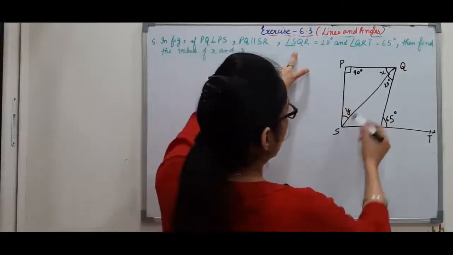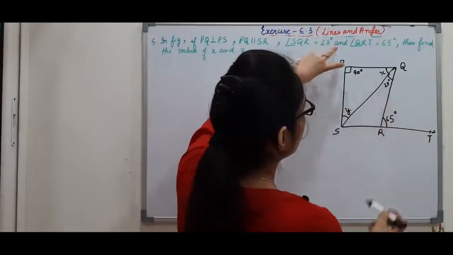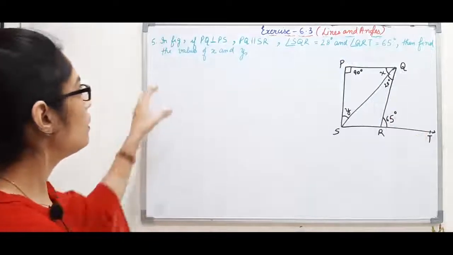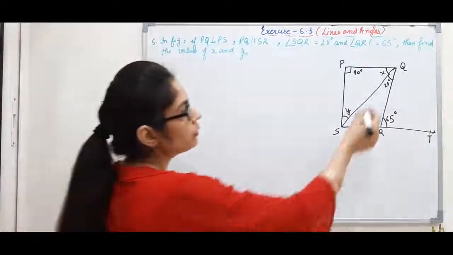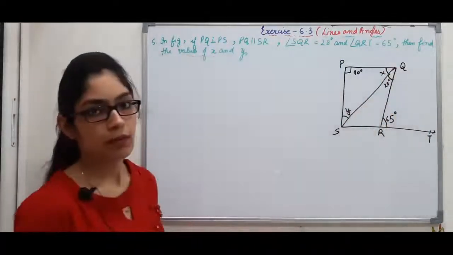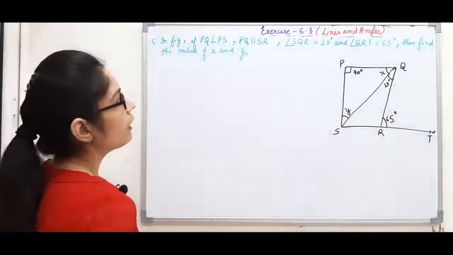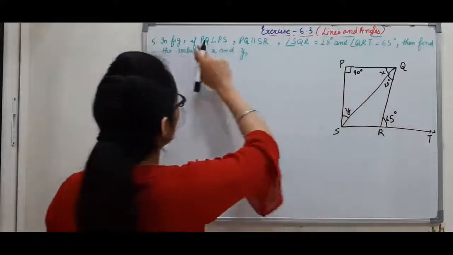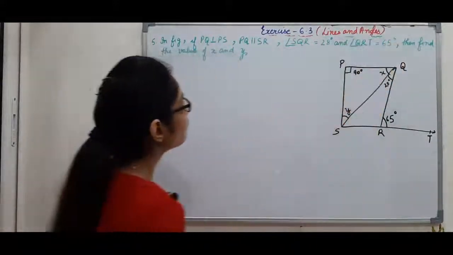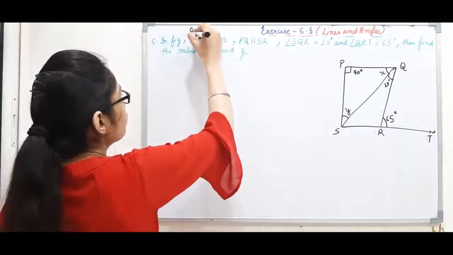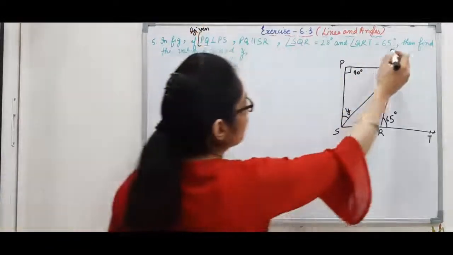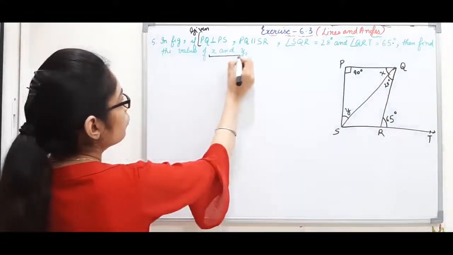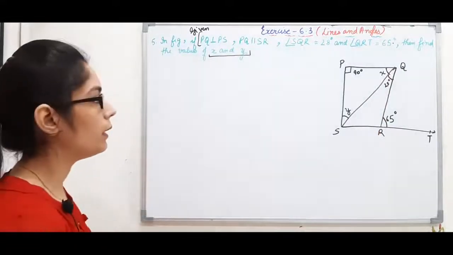Angle SQR is equal to 28 degrees, and QRT is equal to 65 degrees. Then find the values of X and Y. So this is X and this is Y. We need to find the values of X and Y. Again, you have to write given. In given you can mention everything starting from here till here. Then to find, so in to find you can mention to find the values of X and Y.